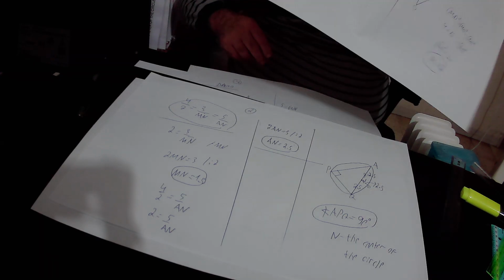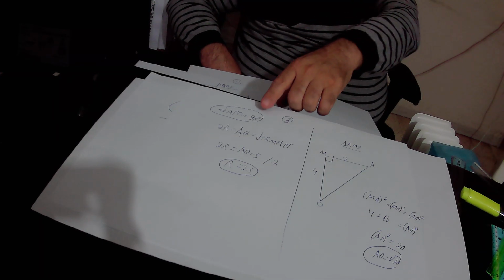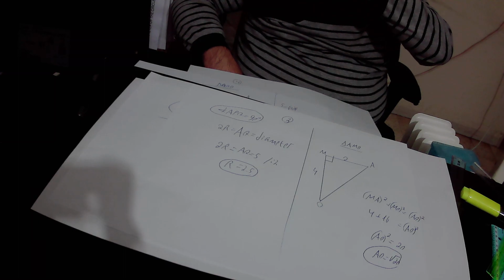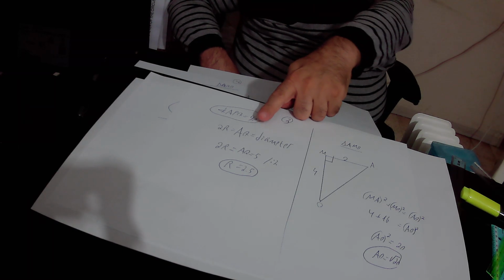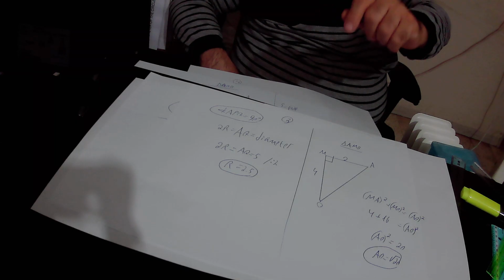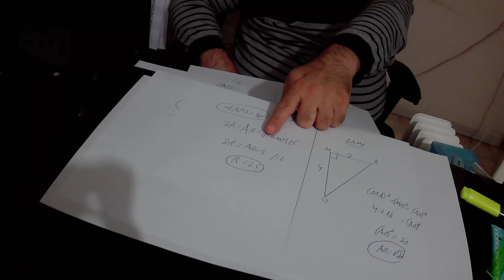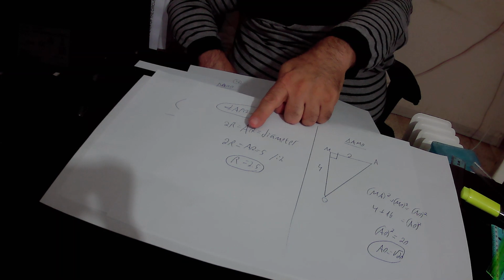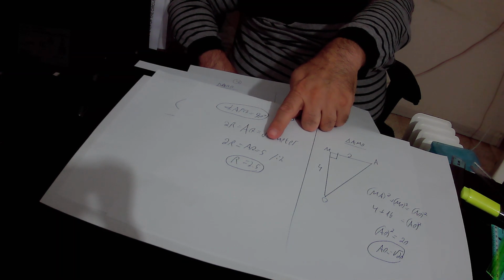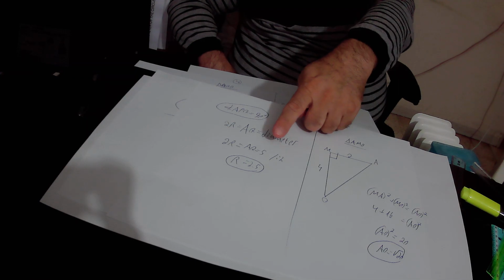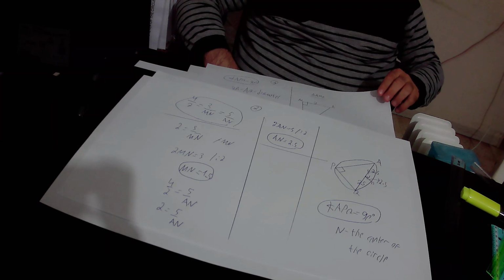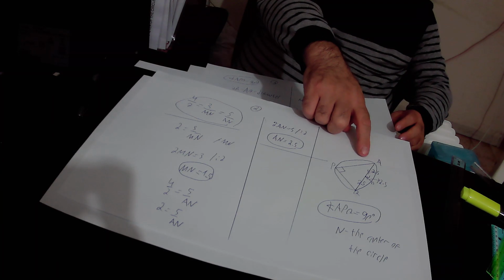The diameter of any circle equals 2 times the radius. So AQ, that is the diameter of the circle, equals 2 times the radius. So 2R equals AQ, but it is given that AQ equals 5. So we divided this equation by 2, and we found that R equals AQ over 2, that is 5 over 2. R equals 2.5 units. Here, R, the radius of the circle, equals 2.5 units.